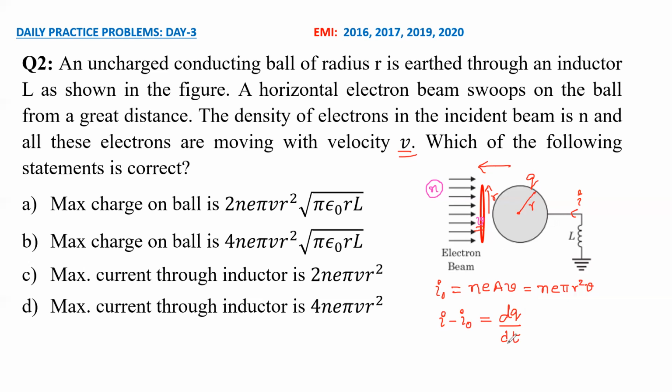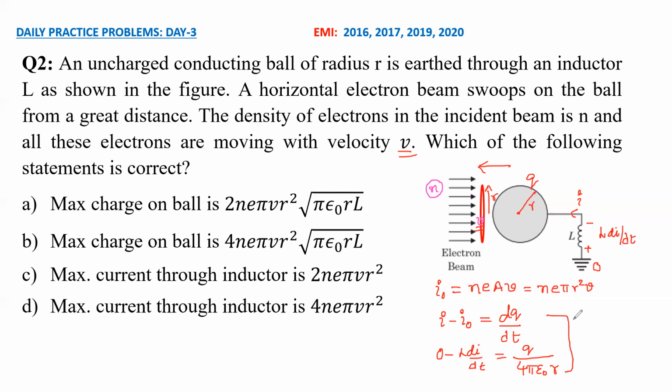Now one more thing we know, that in an inductor, whenever current flows, along that direction we can take a potential drop of L di by dt. So this end is 0. So 0 minus L di by dt is equal to the potential of the sphere, which is nothing but q by 4 pi epsilon naught r. This also we shall not forget. I hope you are clear so far.